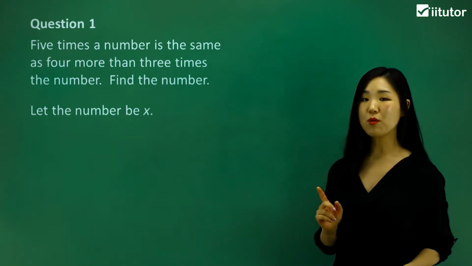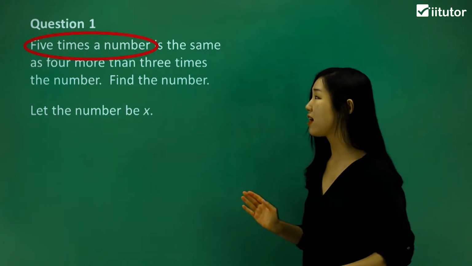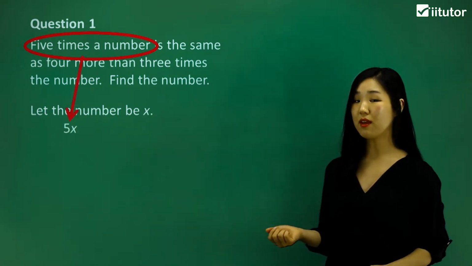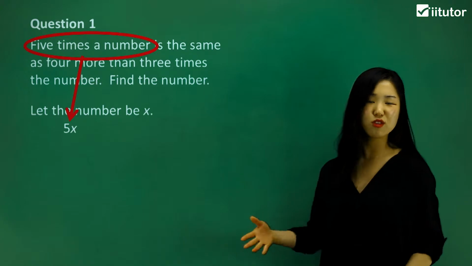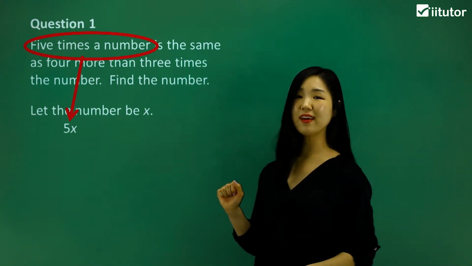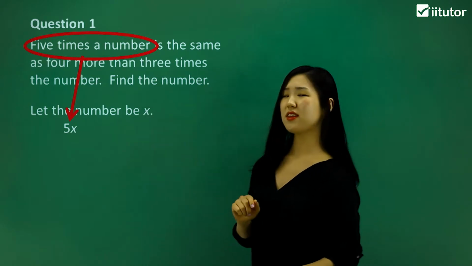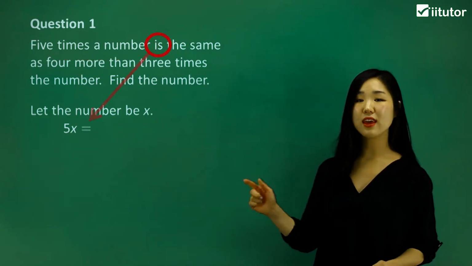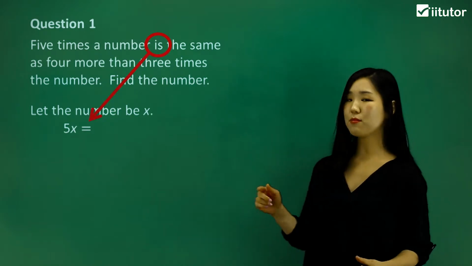Okay, so starting with the first part, it says 5 times a number. The number that we're going to be using is x. So I'm going to be making it 5 times x, which is just 5x. You don't have to write the multiplication sign. Just write 5x for me, guys. Now, look at the next part of the question, guys. It says is. Is means equal to. In algebraic form, it's a symbol for equal to.